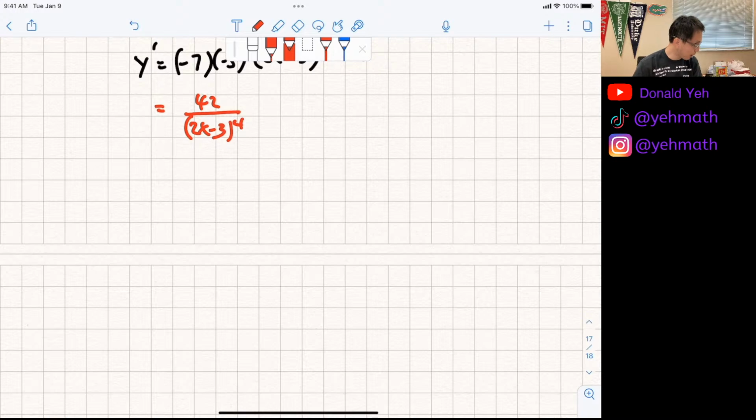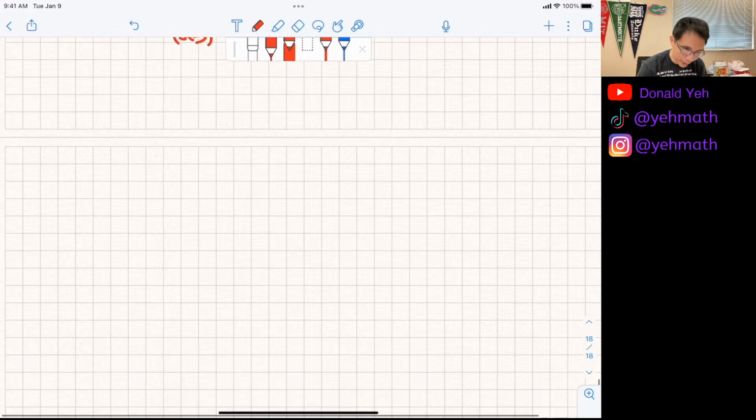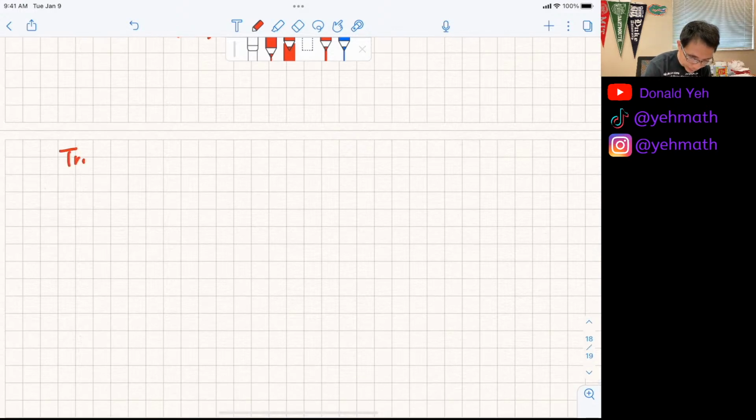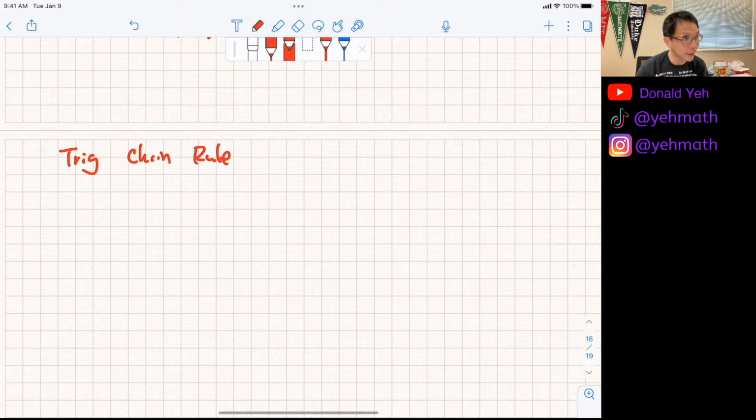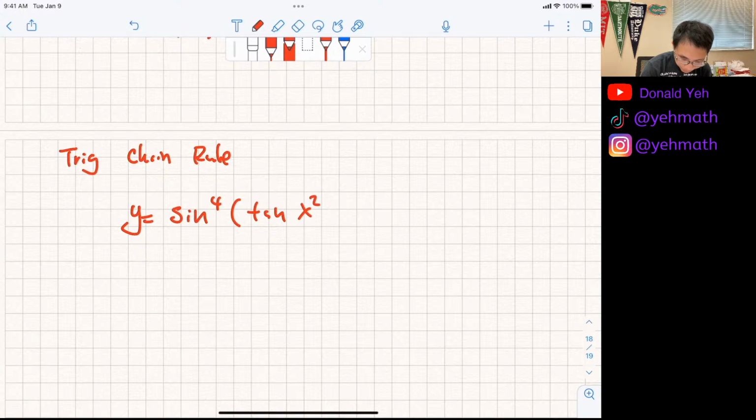So I'm going to talk about this particular part, which is going to be the trig chain rule. This one's actually pretty easy. The way I teach it, it's going to be super easy. You just have to understand how to do it. So let's just say y equal to sine to the 4th power times tangent of x squared. And that's it. We want to take a derivative of this function.